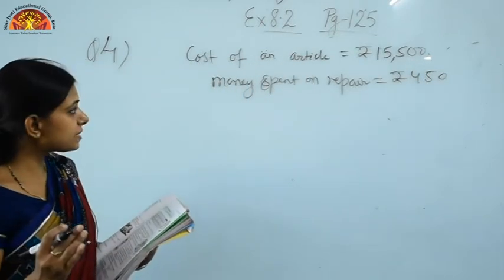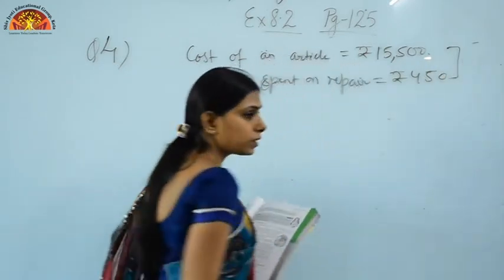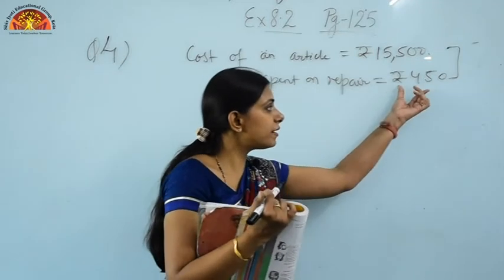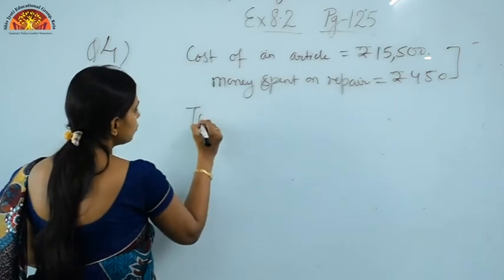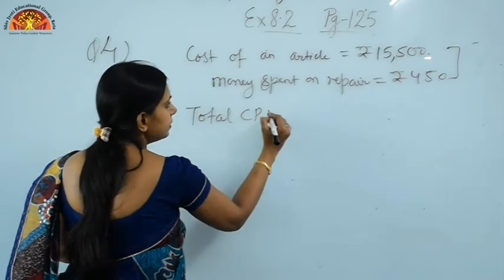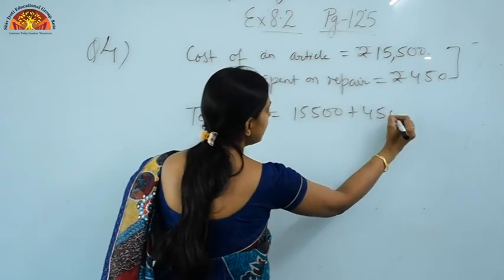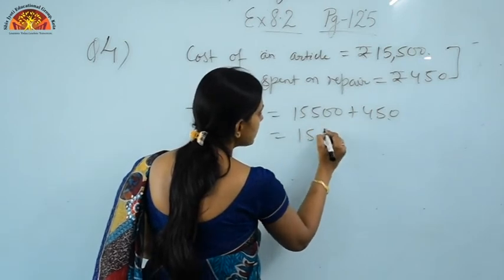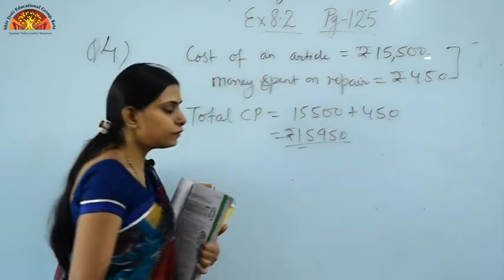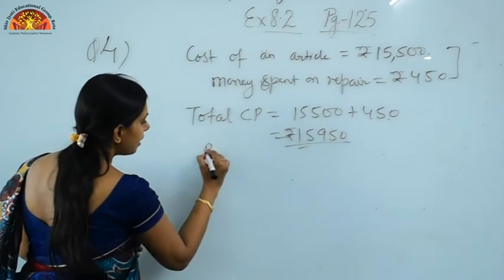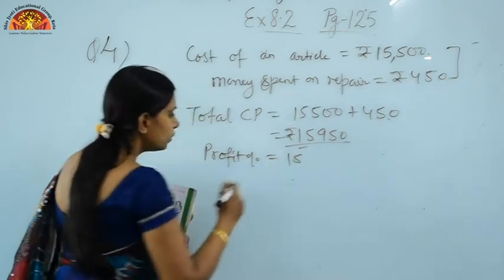मतलब वो एक्चुअल कॉस्ट प्राइस क्या हो जाएगी, what will be the actual cost price, that is we have to add both this. Okay, price तो थी ये, but हमने उसकी repairing करवाई तो कितने money spend हुए, that is rupees 450. So total cost price is equals to that is 15,500 plus 450. So it will become 15,950. That is rupees 15,950. Now profit percent कितना दे रखा है आपको, profit percent is equals to 15%.